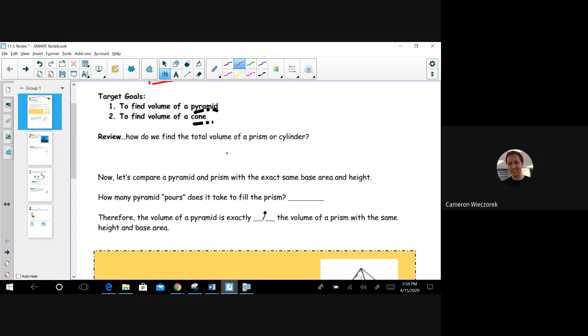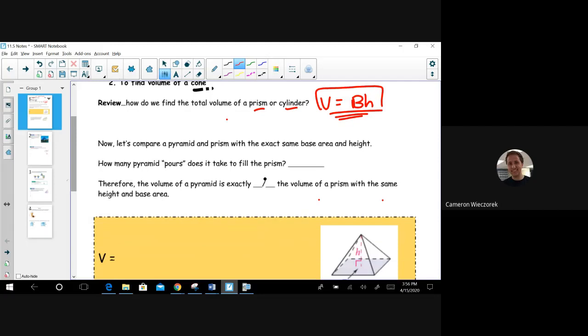Just a recap from yesterday, how do we find the volume of a prism or a cylinder? We take the area of the base and we multiply by the height. So this was from yesterday. So the next natural question would be, how do we do this for a pyramid? And it's pretty closely related.